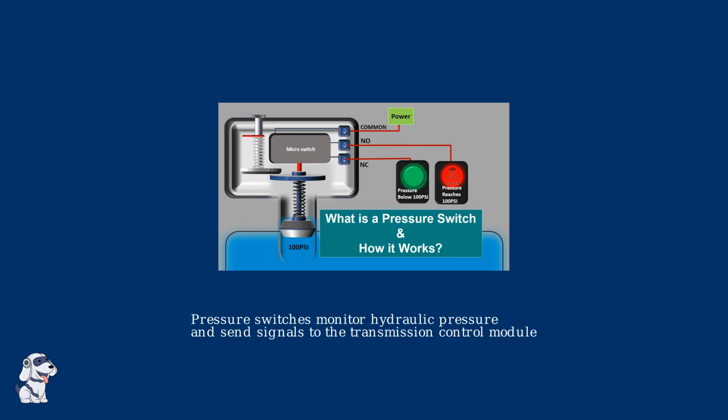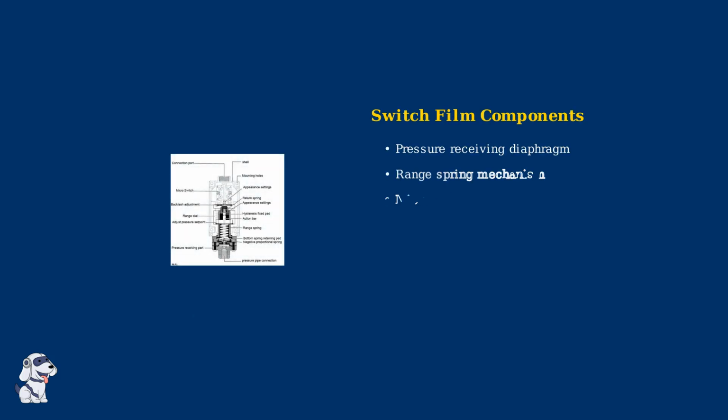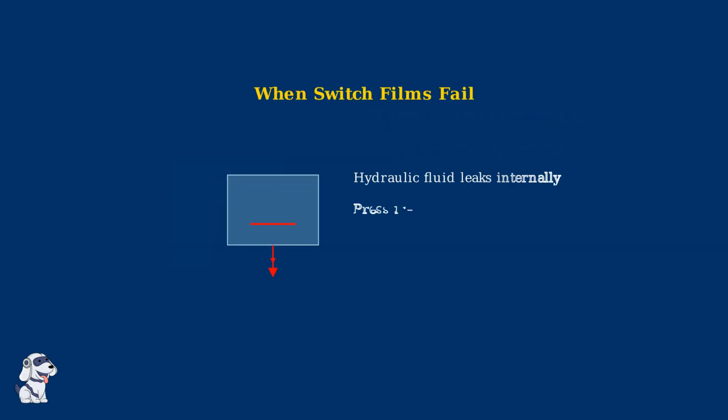The pressure switch contains several critical components, including a pressure-receiving diaphragm, range spring, micro-switch contacts, and most importantly, sealing films that prevent hydraulic fluid leakage. When switch films become damaged, they allow hydraulic fluid to leak internally. This creates inaccurate pressure readings and leads to delayed forward or reverse engagement as the transmission struggles to build proper pressure.